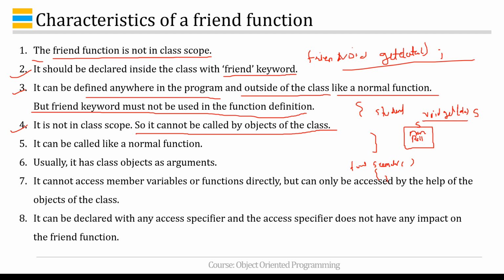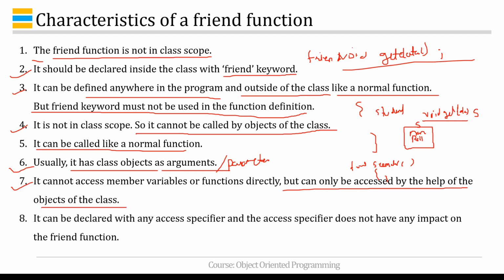It can be called like a normal function without using the object names. Usually it has objects as arguments or parameters. It cannot access member variables or functions directly, but can only access them with the help of an object of the class. It can be declared with any access specifier, and the access specifier does not have any impact on the friend function.